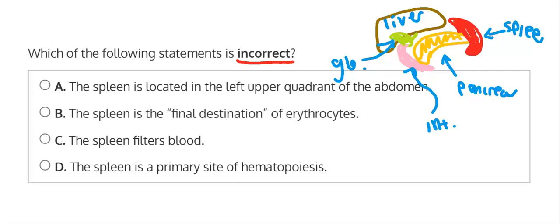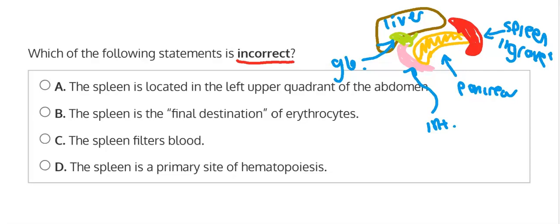And the spleen is nicknamed the graveyard, the grave of red blood cells. This is what helps filter and destroy old red blood cells so we don't have too many floating around, and then we can make room for newer ones. So based on what we know, let's see if we can go through the choices and make some eliminations.